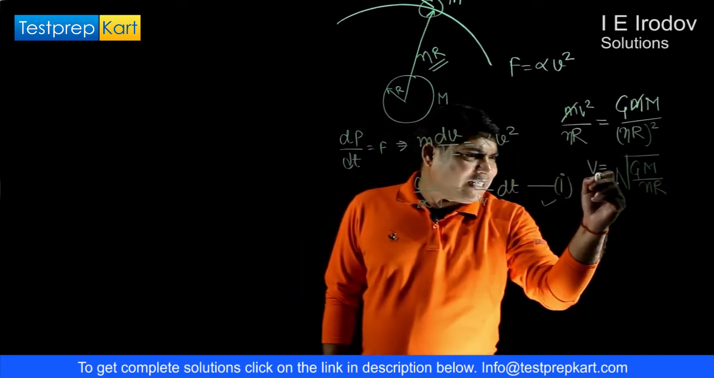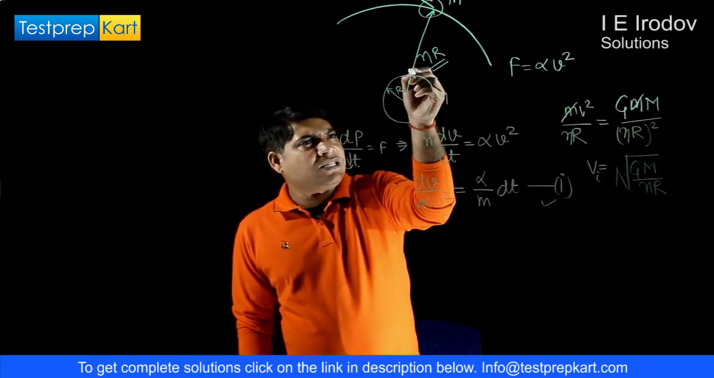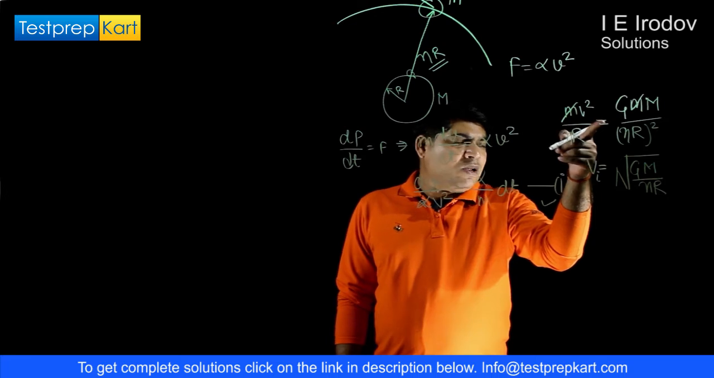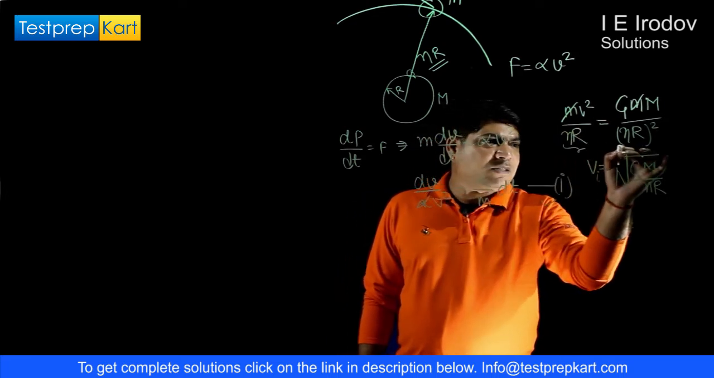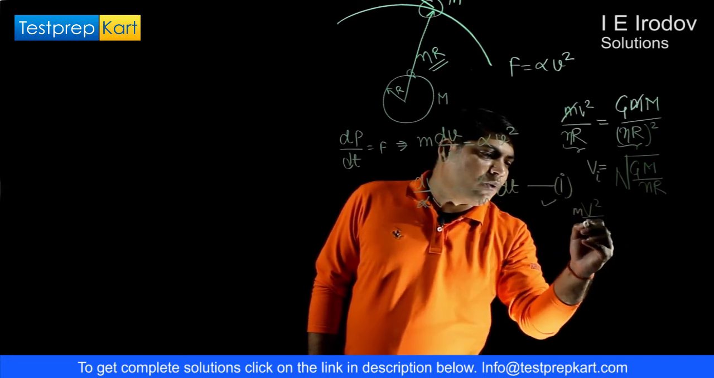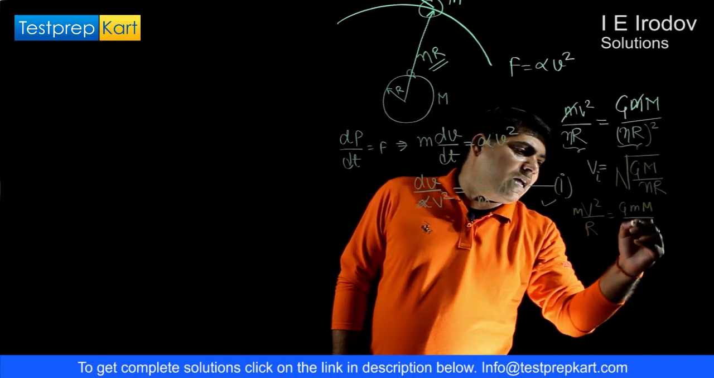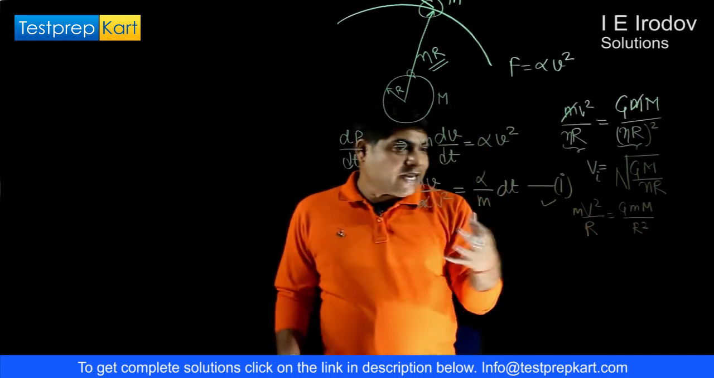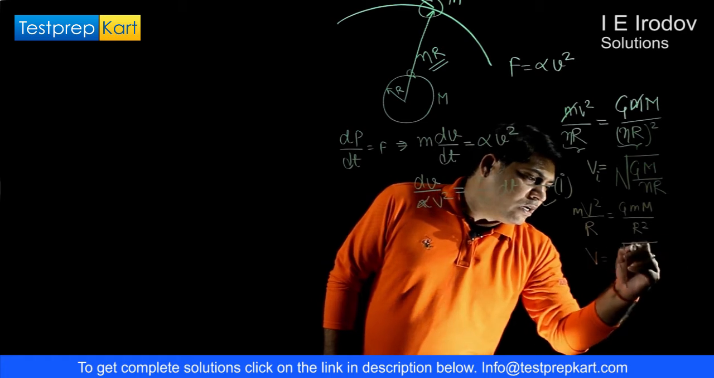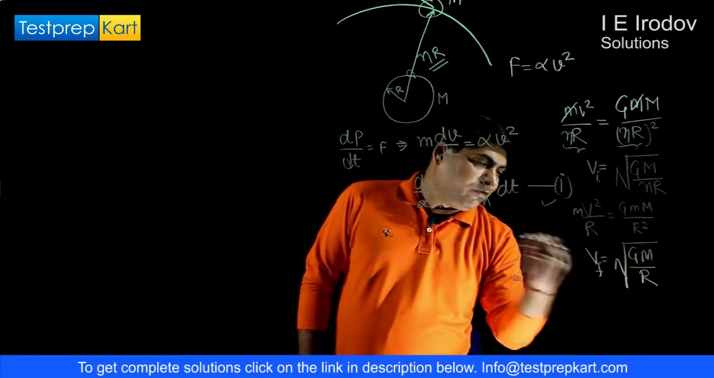We can consider this velocity as initial velocity. Now when it reaches just near the surface of Moon, we can again use this expression, but in this case we'll replace this radius by r, only the radius of Moon. So m v square upon r is equal to G M m over r square, when this satellite will collapse on Moon. So v is equal to under root G M over r. This is the final velocity.